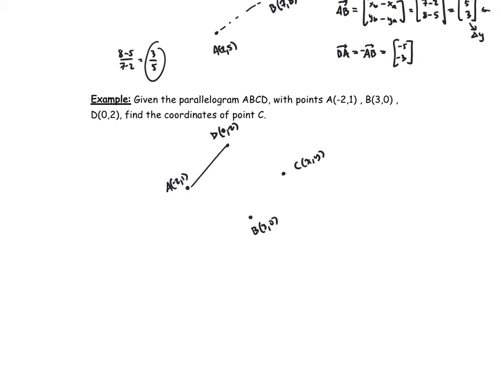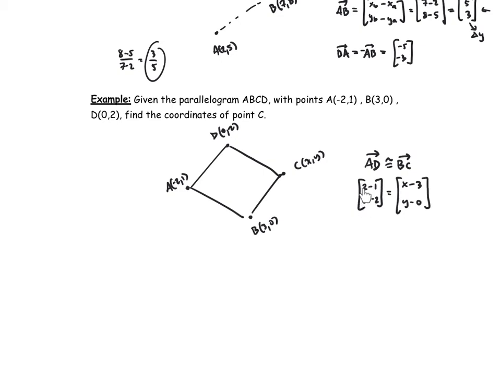Now, what we do know is we have a parallelogram. What that tells us is that the opposite sides are equivalent vectors. Therefore, AD, this vector from A to D, is equivalent to the vector from B to C. Well, that's actually really helpful because the vector from A to D would be the points of D minus the points of A, which should be equivalent to the points of C minus the points of B. So I'm going to take x minus 3 and y minus 0.